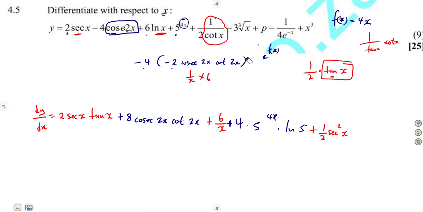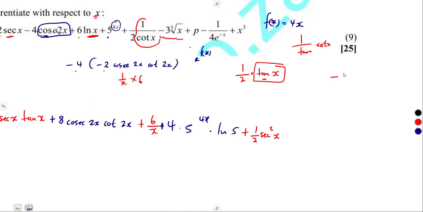We move on. The next one here is negative 3, the cube root of x. The cube root of x means x to the exponent of a third. So remember, for the derivative we drop the exponent and subtract 1. So minus 3 times a third. X to the exponent, we subtract 1, so that's minus 2/3. So that will cancel, and you have minus 1, which is minus x to the exponent of minus 2/3.